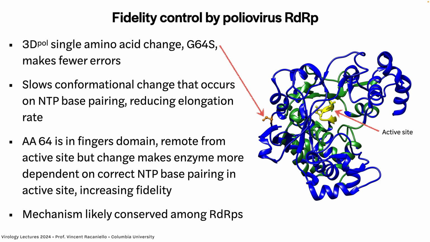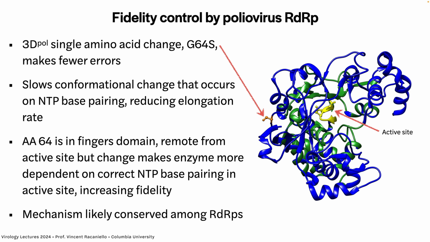And this is amino acid 64. It's a change from G to S, glycine to serine. If you make that one amino acid change in the polymerase, it makes fewer errors. And we think this is remote from the active site, if you can see here. There's the active site in yellow, and this is on the back of the molecule. And we think this change slows the conformational changes that occur on NTP base pairing.